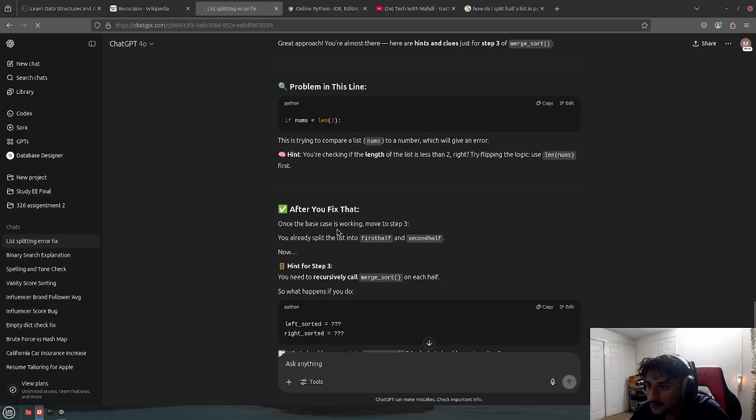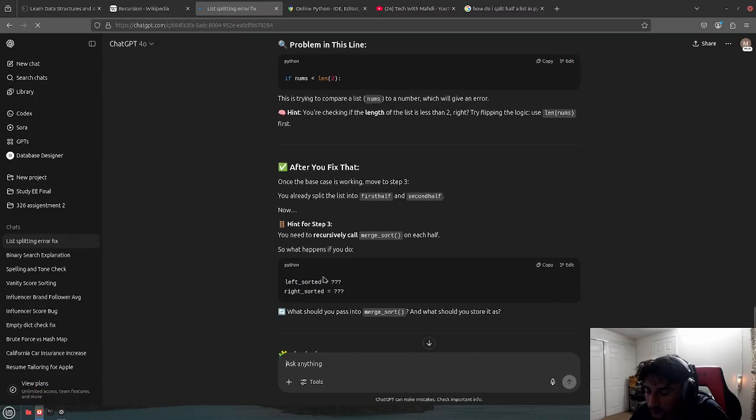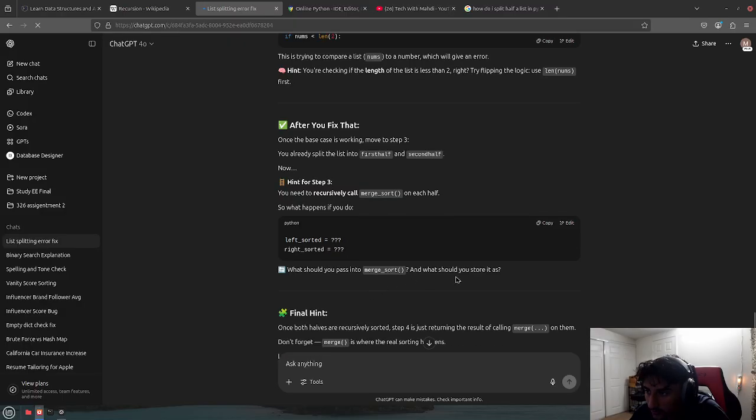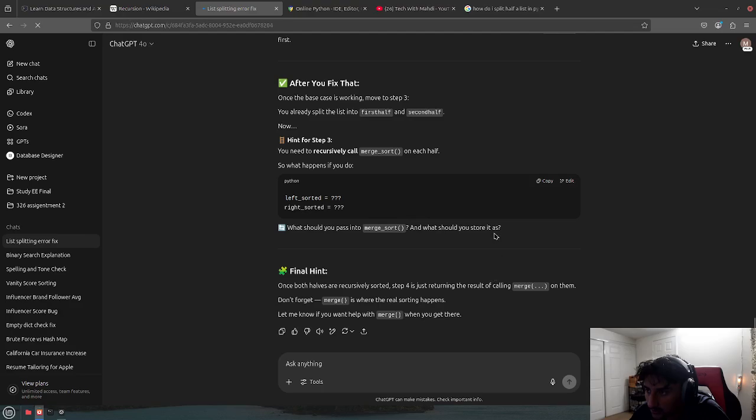After you fix that, once the base case is working, move to step 3. You already split that, so you need to recursively call merge sort on each half. So what happens if you do left sorted, right sorted? What should you pass to merge sort, and what should you store it as? So okay, you need to recursively call merge sort on each half. Left sorted. This is not even already sorted.